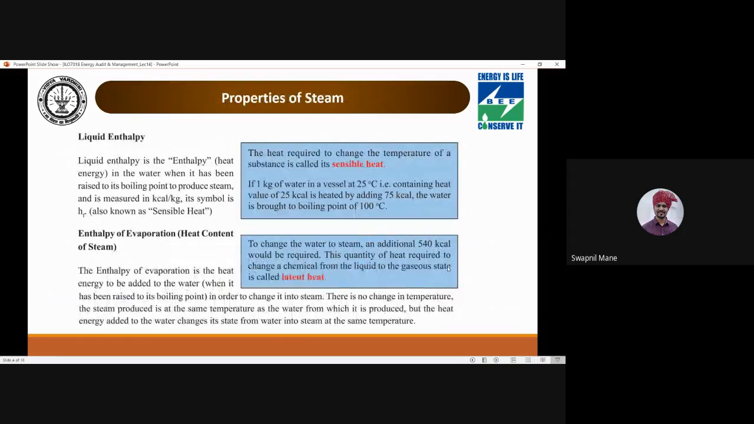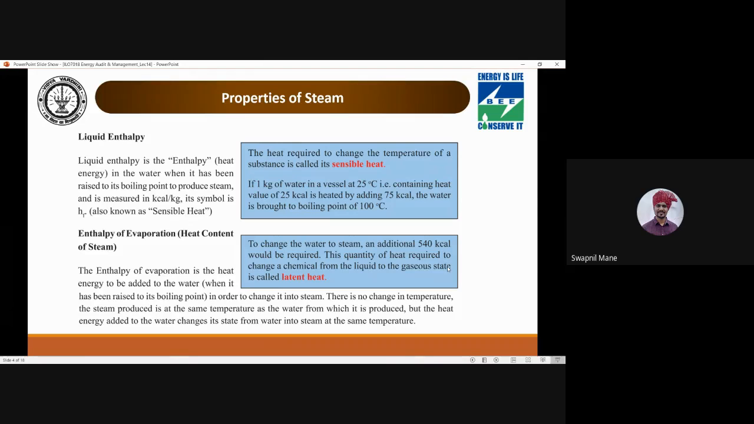So the main property of steam that we discussed is liquid enthalpy. Liquid enthalpy is the enthalpy, or the heat energy, in the water when it has been raised to its boiling point to produce steam. And you know at this point that steam can be generated at a wide range of temperatures by regulating the pressure. Water available at 25 degrees Celsius will boil at 100 degrees Celsius at 1 bar pressure.